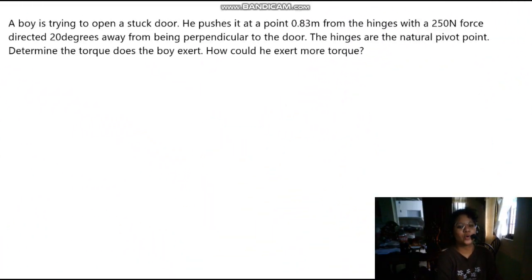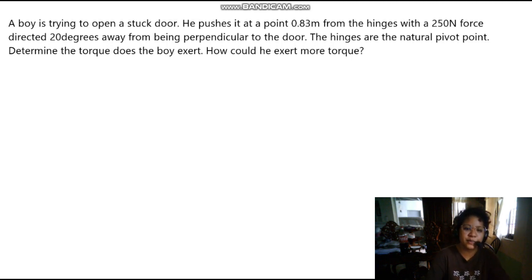A boy is trying to open a stuck door. He pushes it at a point 0.83 meters from the hinges with a 250 Newton force, directed 20 degrees away from being perpendicular to the door. The hinges are the natural pivot point. Determine the torque the boy exerts, and how could he exert more torque?